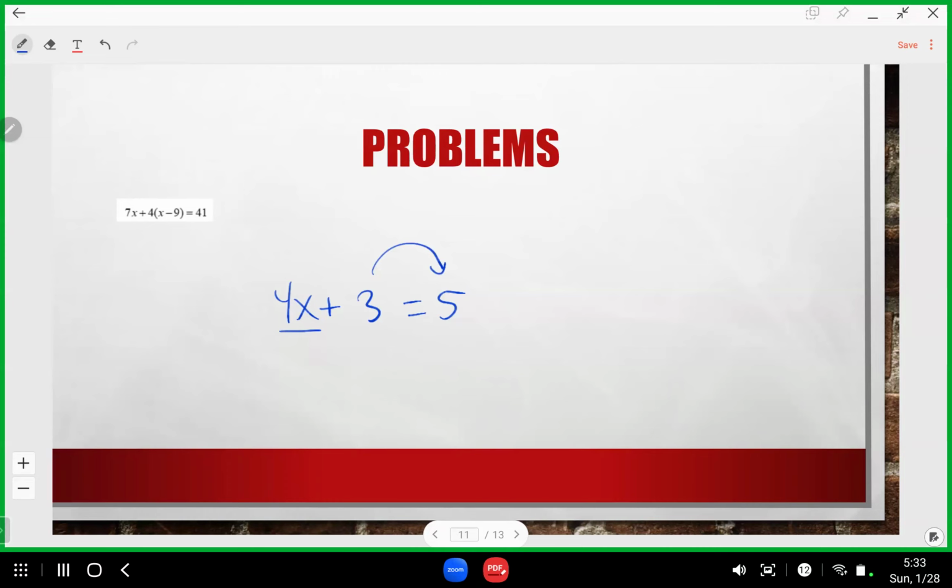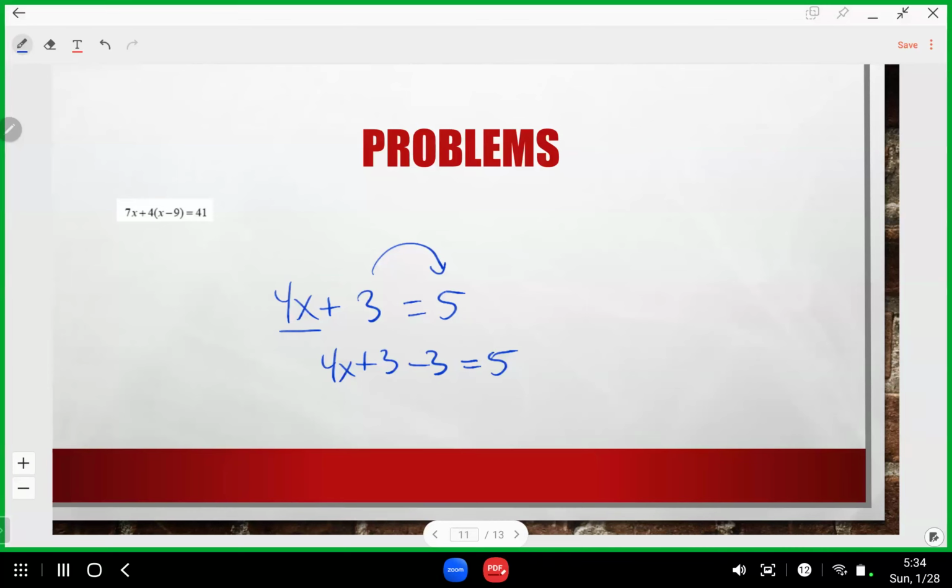We want to keep the x here and move the 3 to the other side. So what we have to do is cancel out the 3 on this side by subtracting 3 as equal to 5. But this is an equation. It always has to be equal when these expressions are set equal. When you operate on these expressions, you have to do it to both sides.